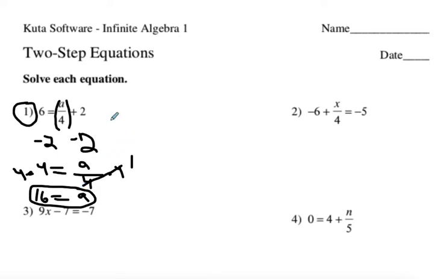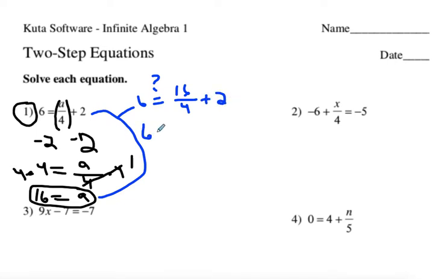And if you wanted to plug it back in and check, we could take these two over here and see if we get a true statement. So I will often put a question mark when you're checking your work. Do I get a true statement? If I replace a with 16, what happens? Well, 16 divided by 4 is 4. 4 plus 2 is 6. Does 6 equal 6? Winner, winner, chicken dinner. It does. Yippee.